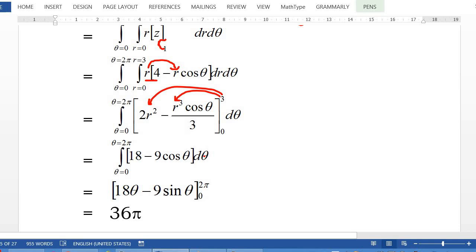Lastly, integrate with respect to theta. So you have 18 theta minus, integrating cos theta gives a positive sin theta, so this will be negative 9 sin theta. Plug in theta from 0 to 2 pi, you get 36 pi.